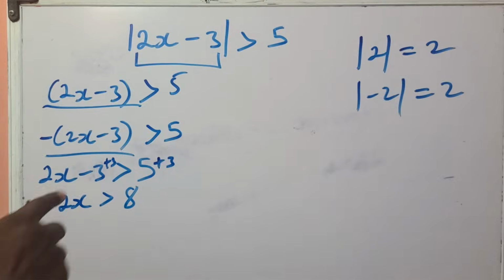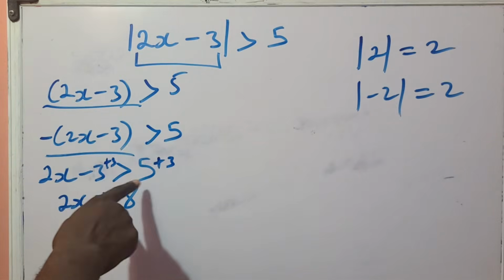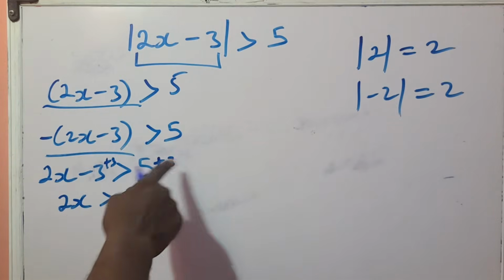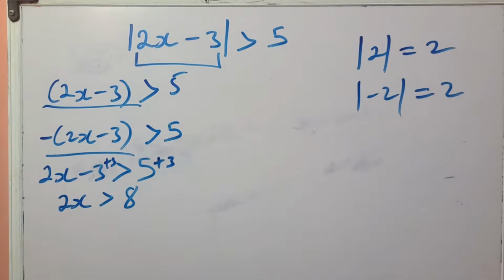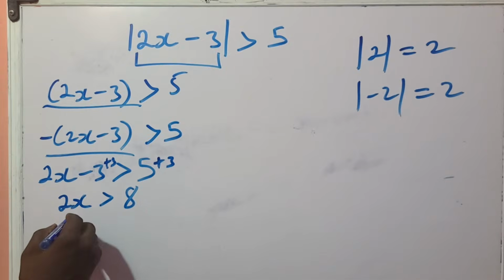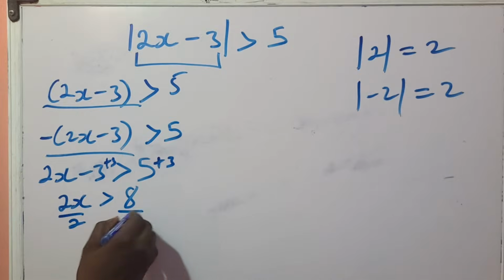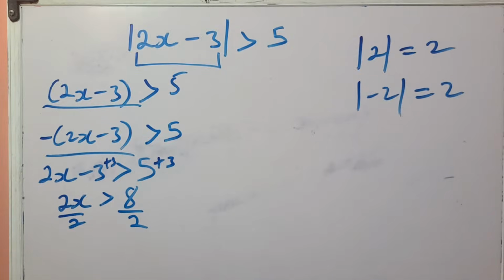You can also decide to shift this to the other side. That means we'll be having 2x greater than 5 plus 3. Whichever way is still very much fine. Now, what you have here, you can go on to divide through by 2. So you have divided by 2, divided by 2. Now you notice that you are dividing by a positive number.